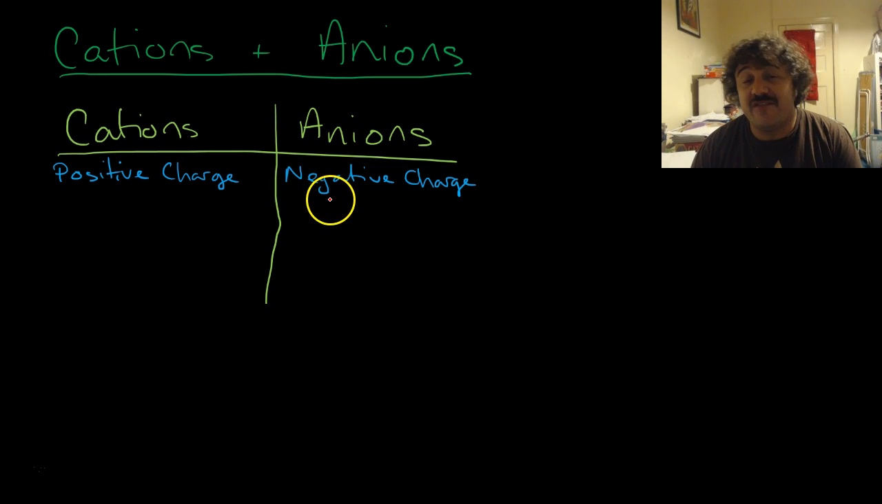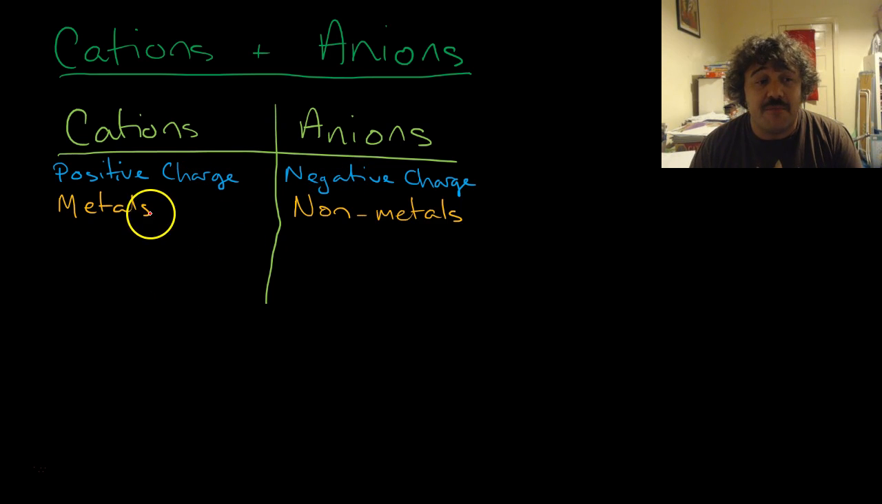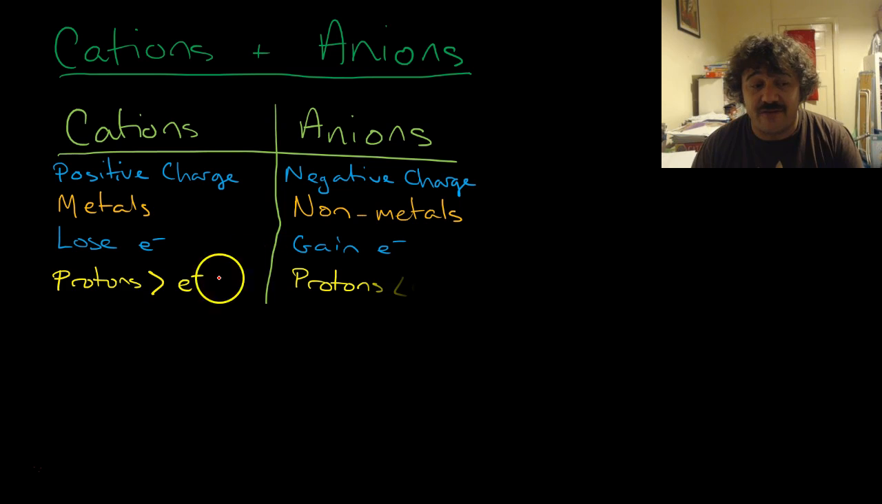So let's just do a little summary about them. Cations, positive charge. Anions, negative charge. Metals, non-metals. These lose electrons, that's why they've got a positive charge. These gain electrons. Their proton number is greater than their electrons, and for these the proton number is less than their electrons. Hope that all made sense.